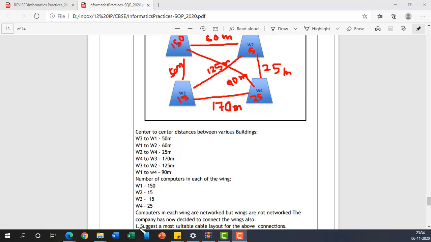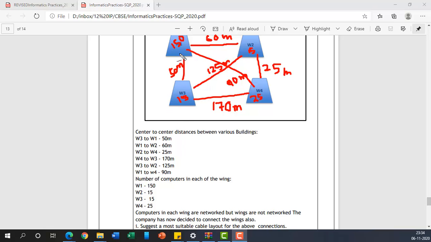Right now, what it says: suggest a more suitable cable layout for the above connections. Now you have to choose the topology in this. You can choose the layout based on two factors. First, I should be using less cable, and secondly the 80-20 rule, which says that 20% of the traffic must be directed outside the network, and the rest 80% should be local.